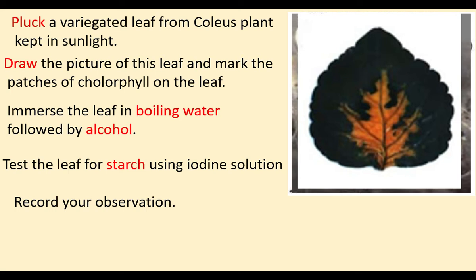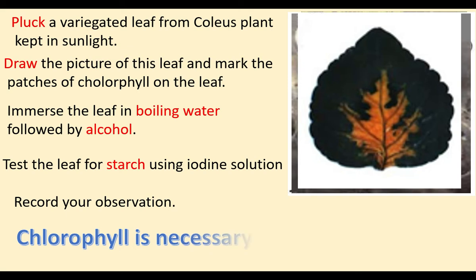We can understand that the part of the leaf containing chlorophyll produced starch. That part turns blue when we test the leaf for the starch. Chlorophyll is necessary for photosynthesis. Let us see another experiment.